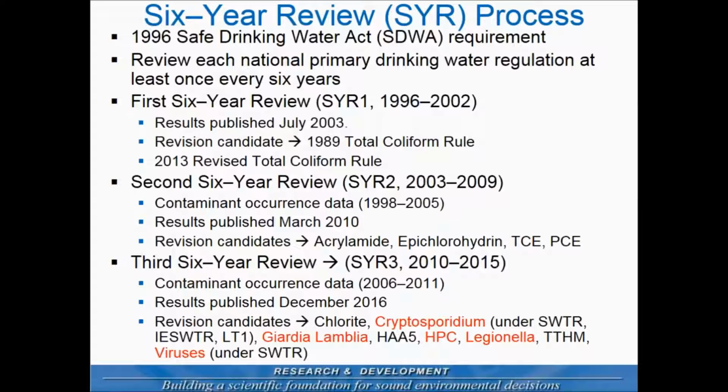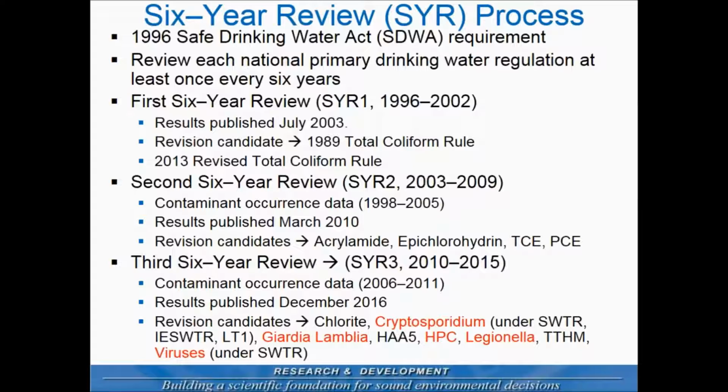The results of that were published in 2010, and you can see the revision candidates there. And then finally, 6-year review 3 was 2010 to 2015. There was a contaminant occurrence data set, an information collection rule for 6-year review 3, with data from 2006 to 2011, and the results of 6-year review 3 were just published a few weeks ago at the end of December. And the revision candidates, and this information is all available on EPA's website.